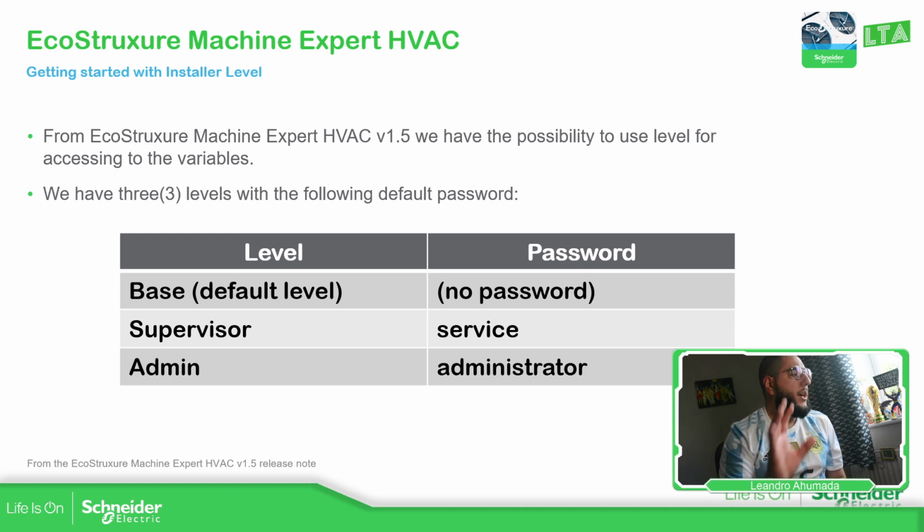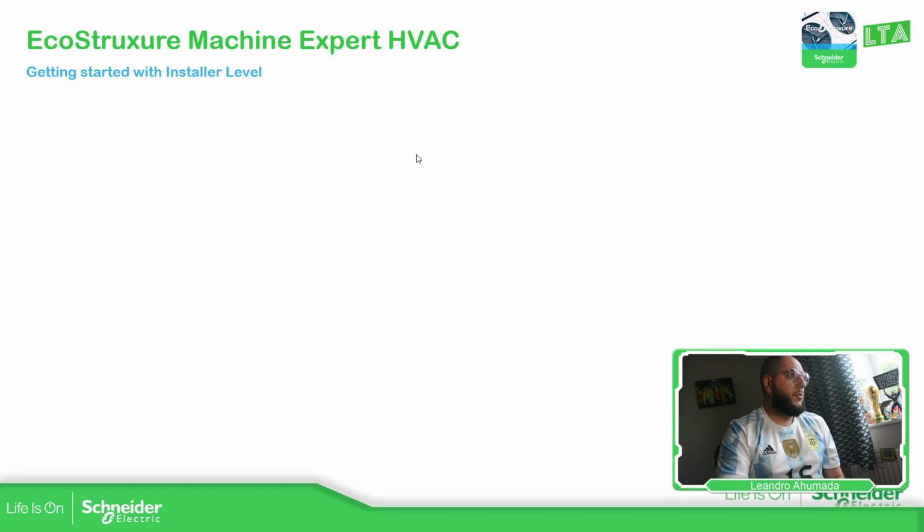So what we have now are three levels. The first one is default, the base, as we always have, and it has no password. Now we have the supervisor and the administrator levels. Each of these supervisor or admin levels has its own password. For supervisor it is "service", and for admin it is "administrator". The password is all in lowercase. This is available from version 1.5; the previous version doesn't have it.